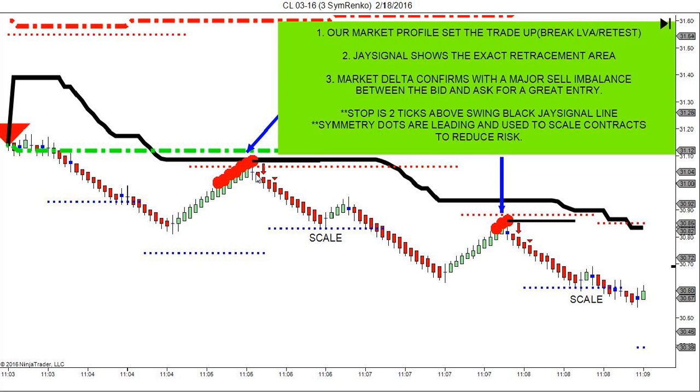Look how, if you're short here on the market imbalance, right, after market delta turns red, closes red, look how you can scale 50% of your position here. Next set of symmetry dots, scale 75% of your position there. And your ultimate goal is to get the third set of symmetry dots or the other side of market profile, called a coast-to-coast trade.